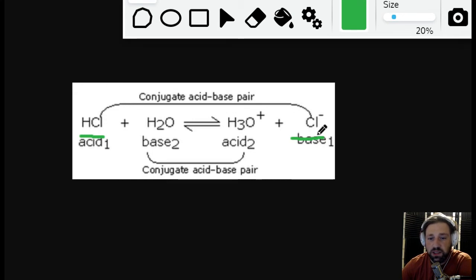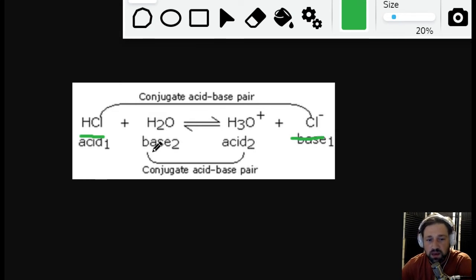We say it's the conjugate base of hydrochloric acid because, again, these guys are connected. The hydrochloric acid here becomes a chloride ion. And we know this is a base because it has the ability to accept a hydrogen ion. Just kind of the reverse reaction here.